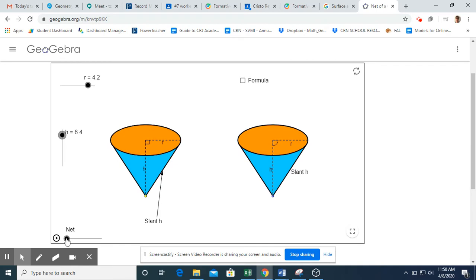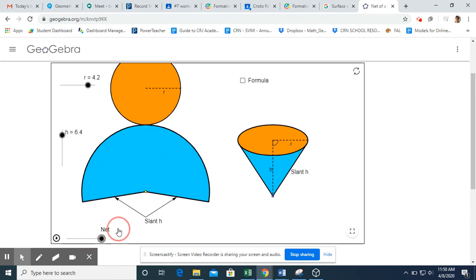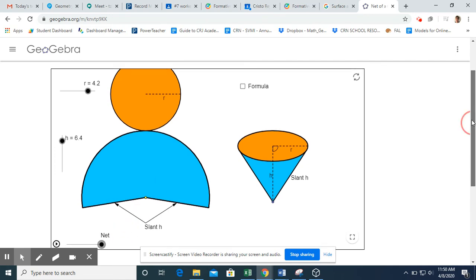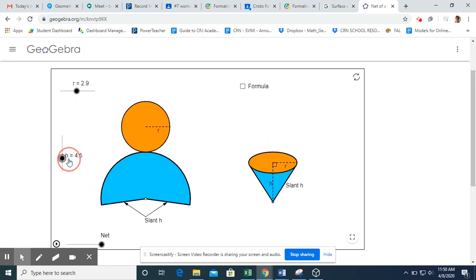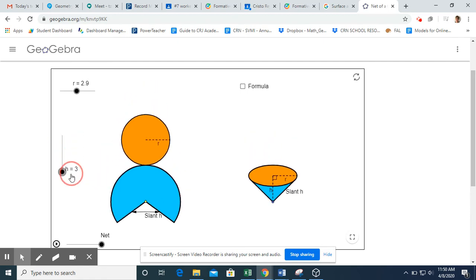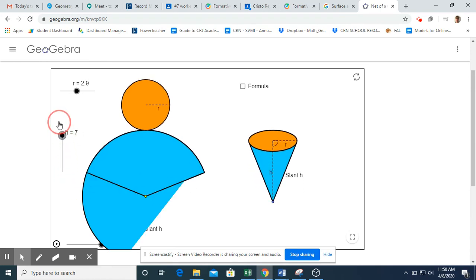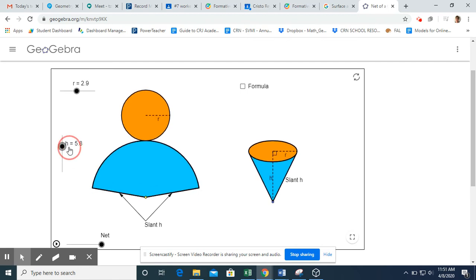So interestingly enough, when we open this up, there's our top. We have our circle at the top, and we have in here almost a semicircle. Not quite, but pretty close. So I'm going to make that radius a little smaller so you can see what we're looking at. But notice what happens when we change the height. It changes our value in the height with our section. So this is a really nice part in here.